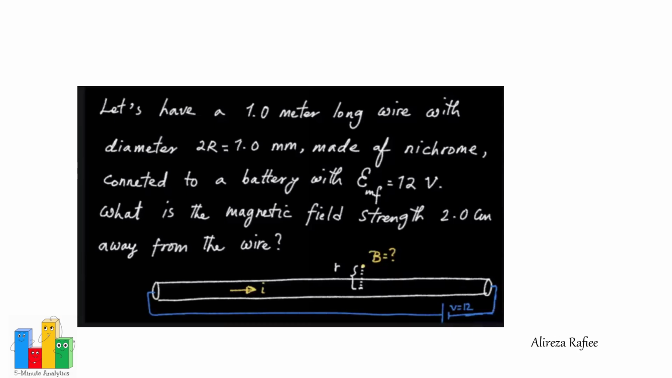Okay, so here is a pictorial diagram. We have this wire with surface cross-section area, which is a disk. The current is created inside it because of the battery, and we want to know what is the magnetic field at this point, 2 centimeters away from this wire.